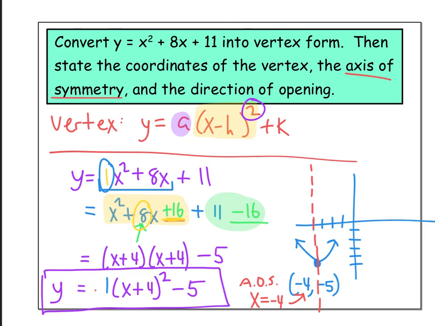Now take a look, one last thing. Just by having the equation as they originally gave it to us up here, I would not have known the vertex or the axis of symmetry. I would have known it opened up, because it was positive x squared, but other than that, we wouldn't know anything. So getting it in vertex form gives you a lot more information about the graph.